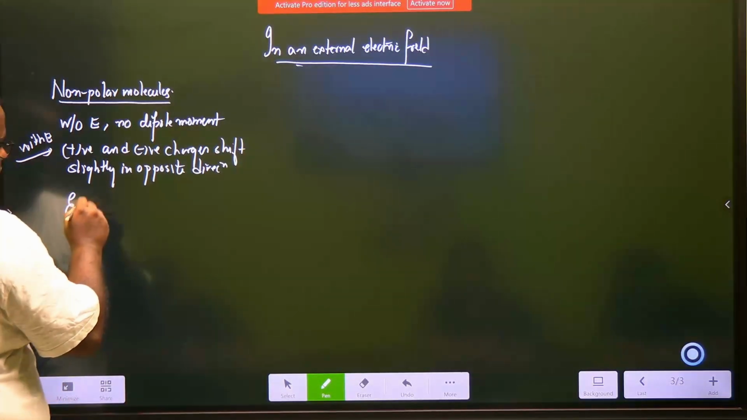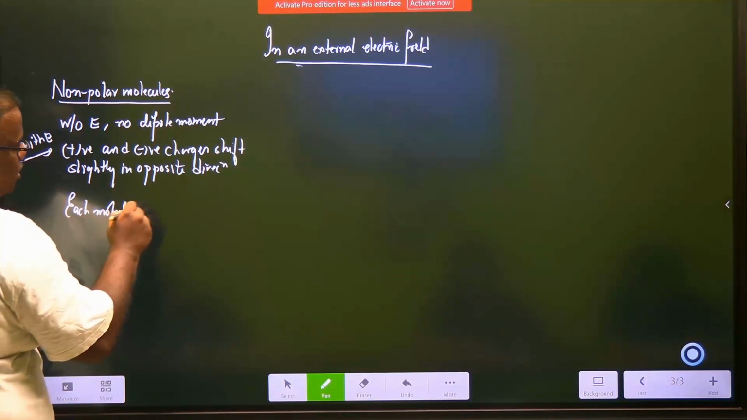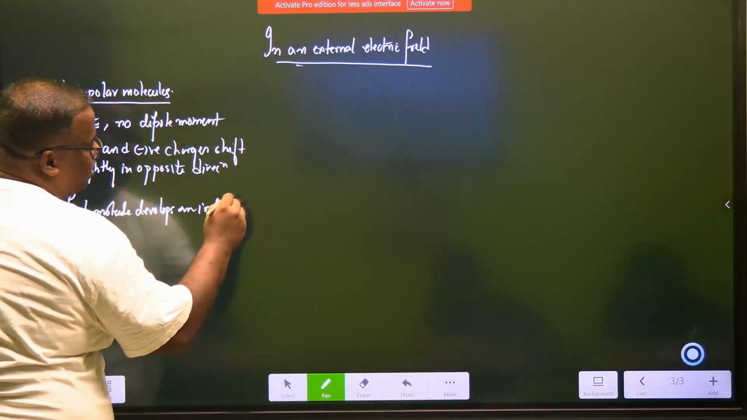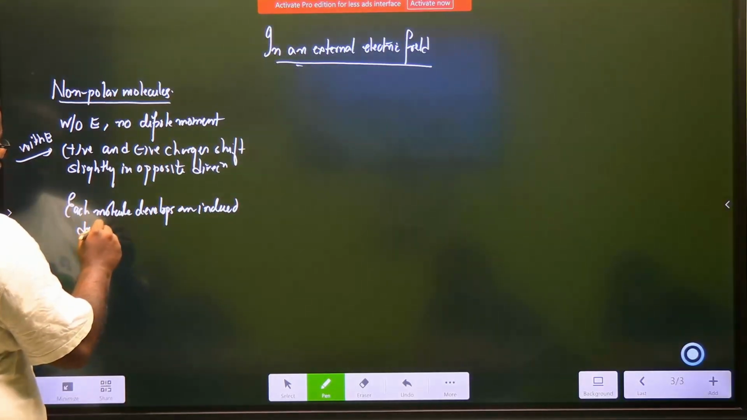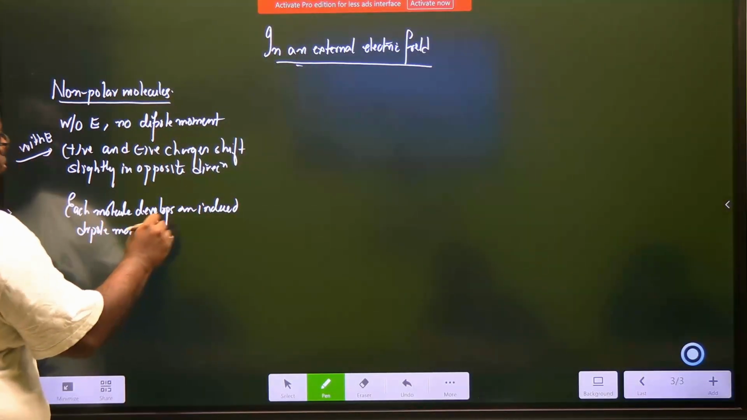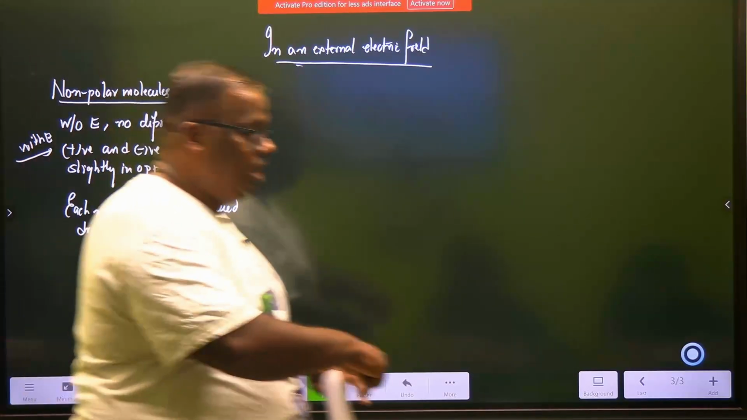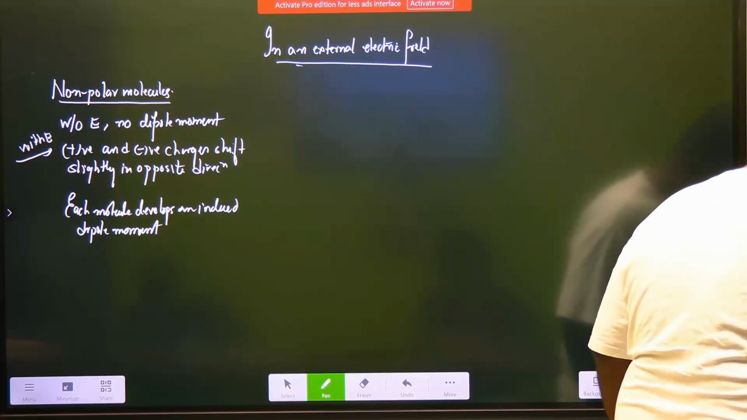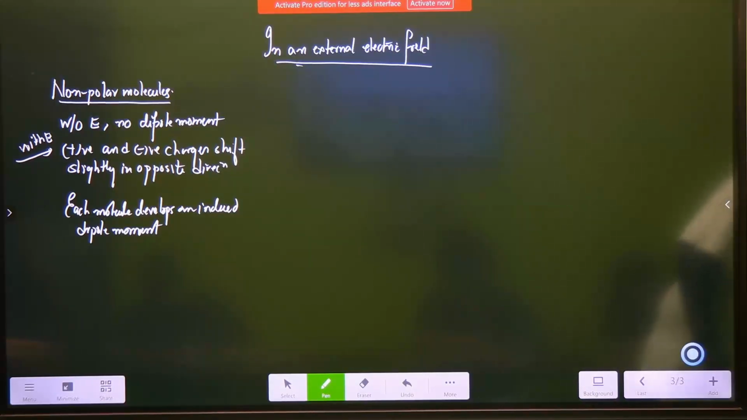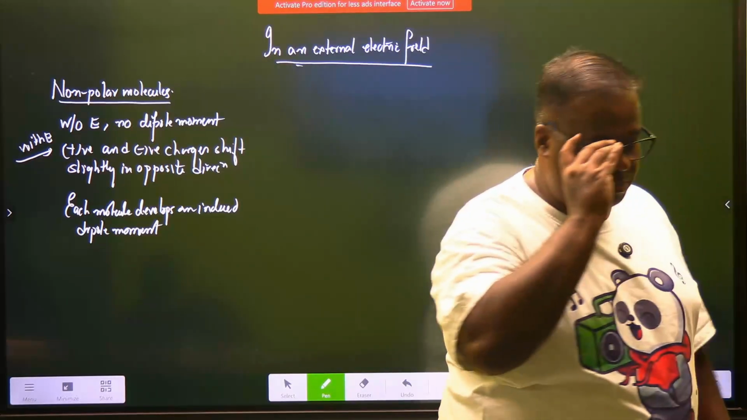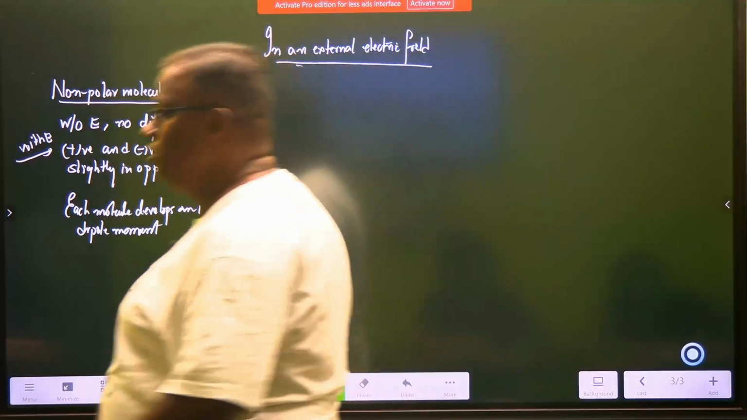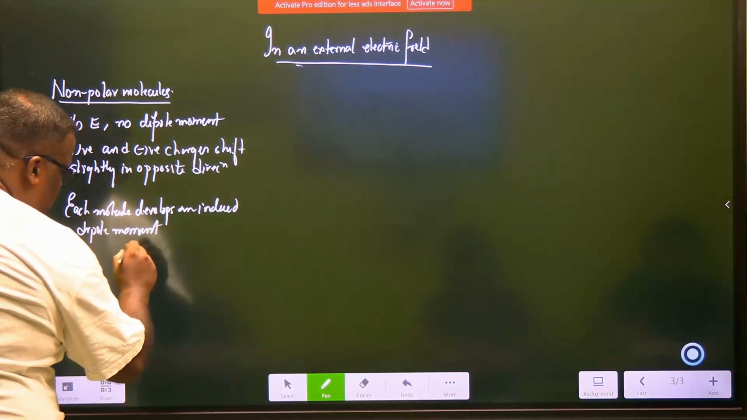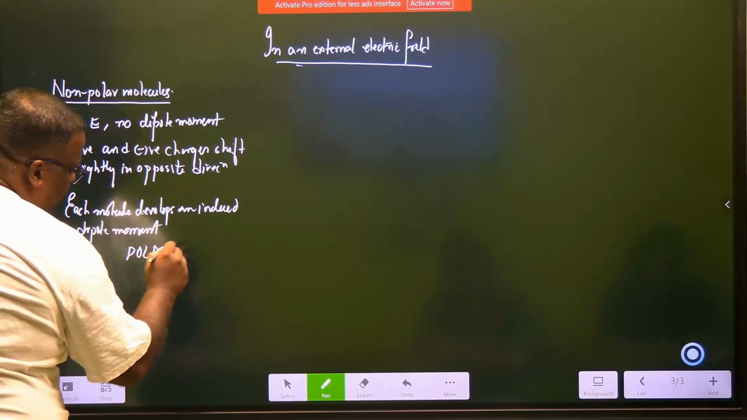Each molecule develops an induced dipole moment. So what did you do? You have a dielectric. A dielectric may be polar or non-polar. If the dielectric is non-polar, there is no dipole moment in it. You applied an external electric field. You created a separation between the positive and negative centers. So you induced a net dipole moment, an induced dipole moment, and this is what is known as polarization.